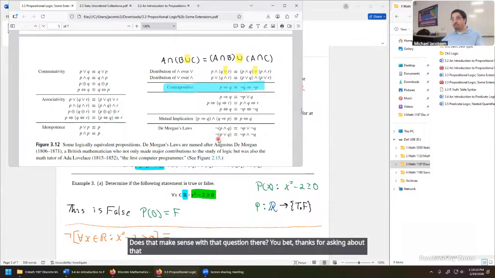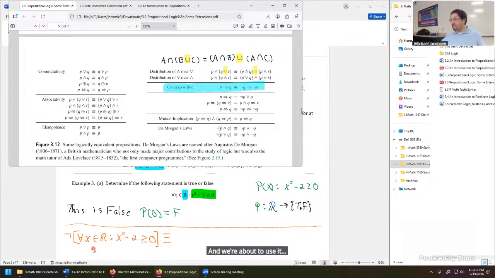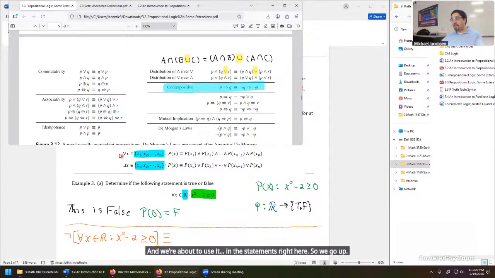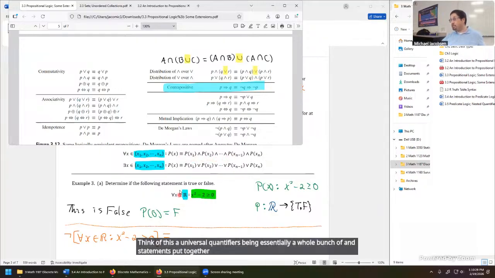And that's one of the things that's kind of tricky about this: we have this huge table of logical equivalences, and we're about to use it in this statement right here. So we go up. Think of this universal quantifier as being essentially a whole bunch of and statements put together, even though this is an uncountably infinite set.